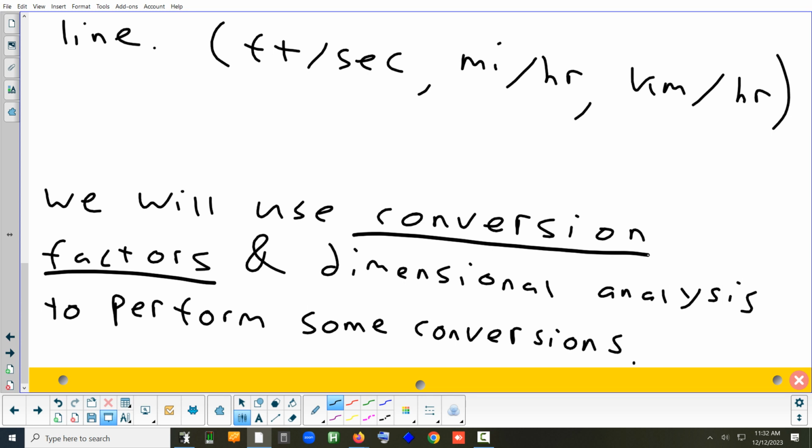5,280 feet in 1 mile. Any other conversions there that people aren't sure of? Feet in a yard? Yeah, 3. 3 feet in a yard. I never use yards. I would never use that in my life.